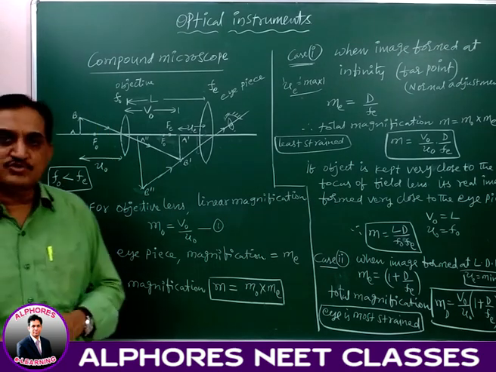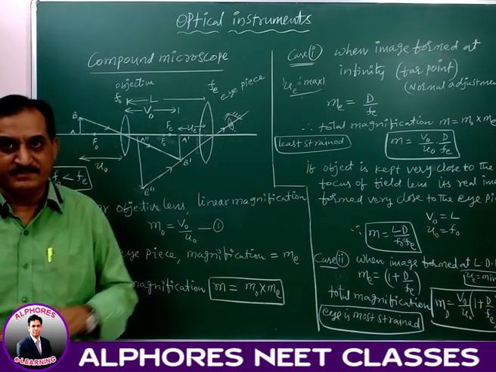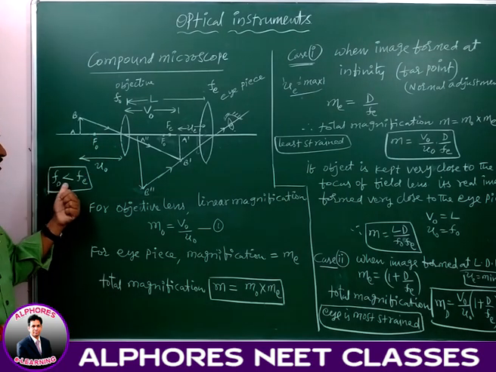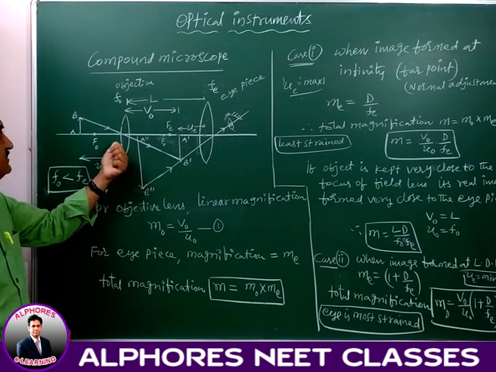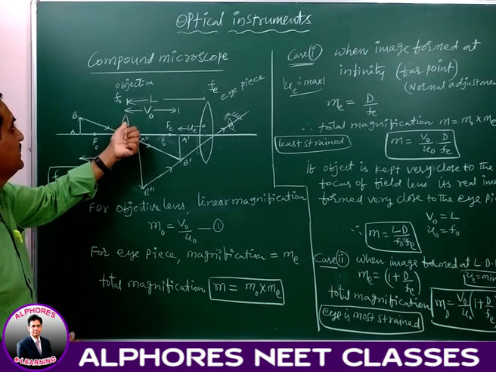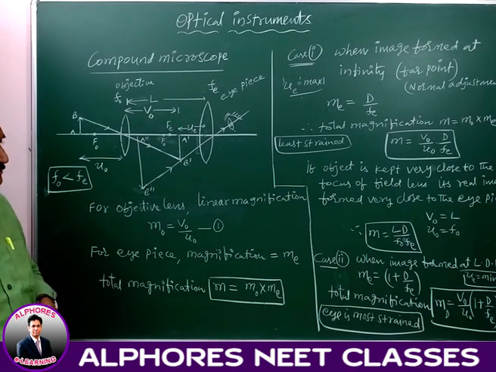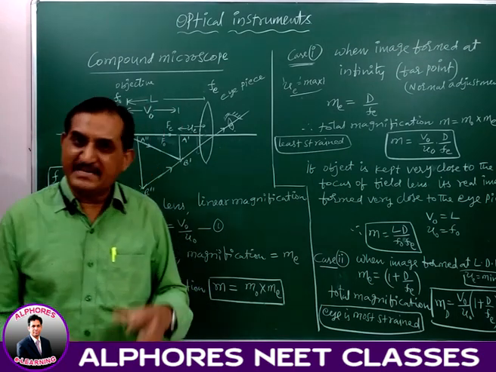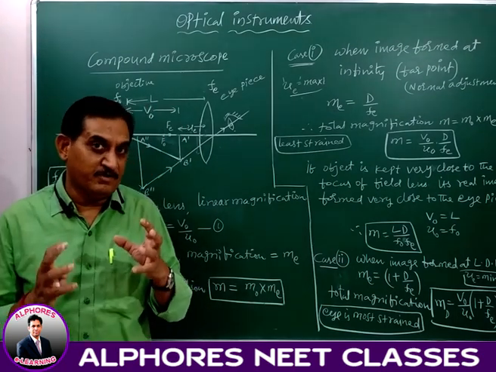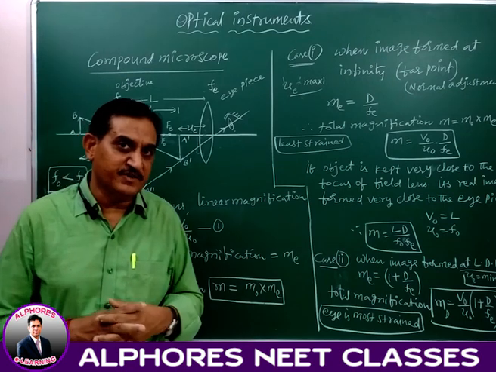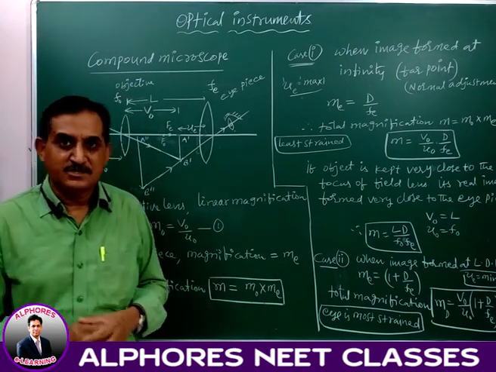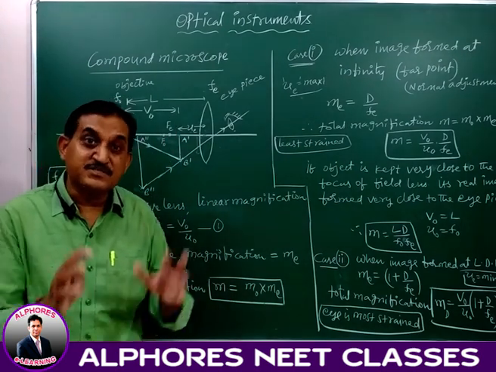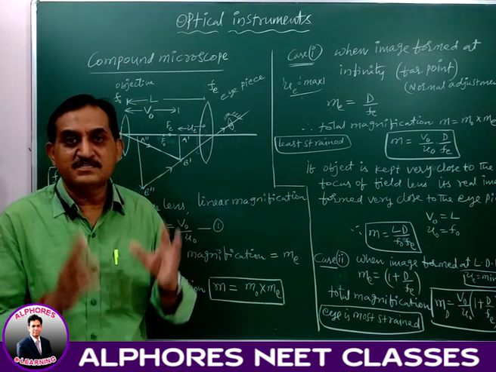In the compound microscope, its magnification is up to 200. And one more point I would remind: this F naught is less than Fe. So the objective lens, also called the field lens, has a focal length less than the eye lens. So this is all about the compound microscope, which gives large magnification in two stages. Stage 1 by the objective lens and stage 2 by the eyepiece, which acts as a simple microscope.